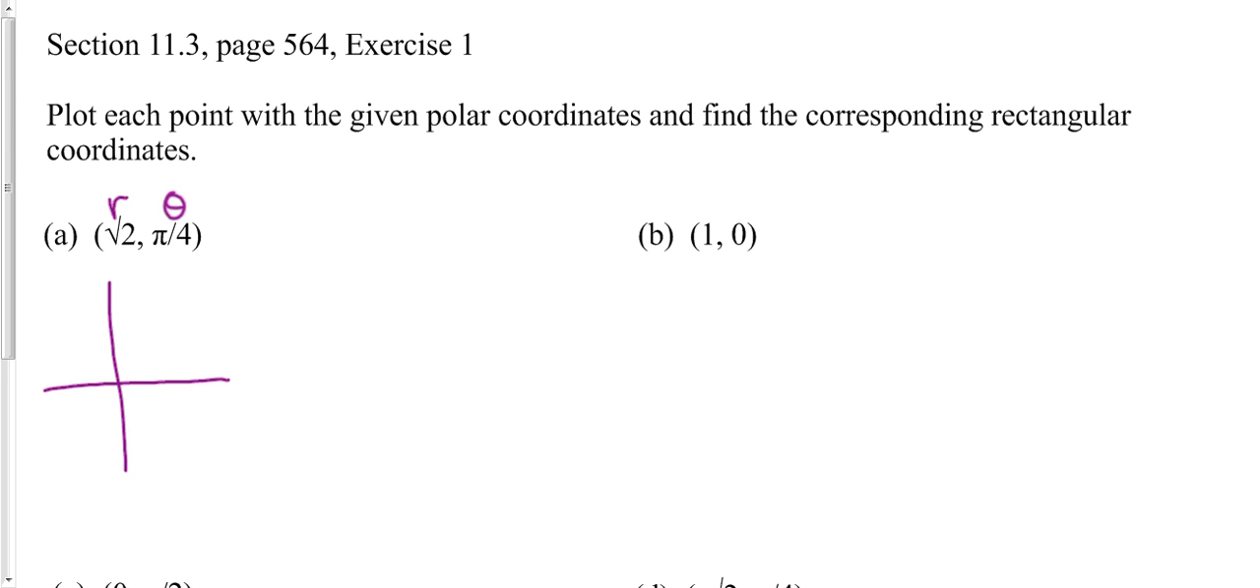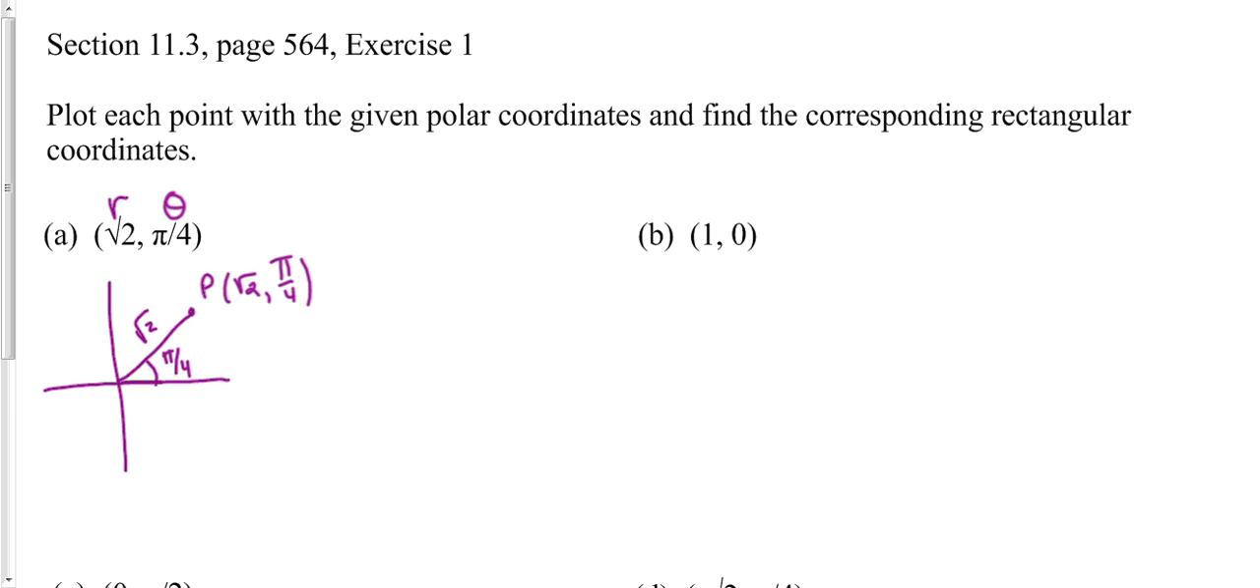And the r means that we're going to go out a distance, radical 2. So I'm going to go all the way out here, and this is going to be radical 2. And then this angle that the ray makes with the positive x-axis is going to be pi over 4. And so my point P up here is going to be radical 2 comma pi over 4.